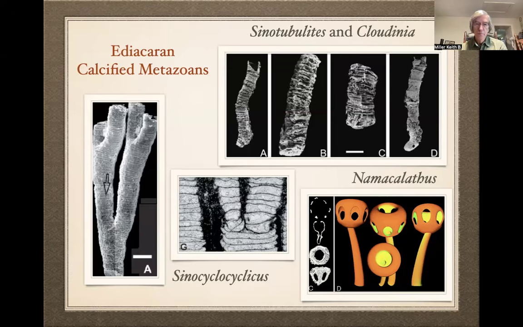This is probably an anthozoan. Again, we don't know for sure. There's no soft body preservation. It's just a partitioned tube. But one likely possibility is an anthozoan.